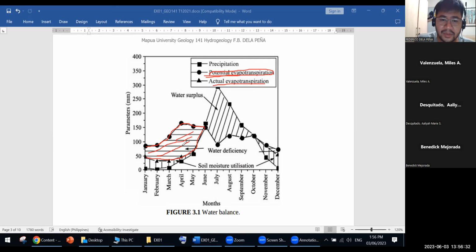Alright, so in this case, if you're doing some agricultural activities and you try to irrigate the soil, you will encounter problems kasi sobrang taas pa rin ng potential evapotranspiration. So marami kang tubig na masasayang trying to irrigate in this kind of condition. So pag dilig mo, maraming tubig na mamawala lang din due to potential evapotranspiration kasi sobrang init ng panahon. Right? So this gap between the potential and actual is what we call water deficiency.